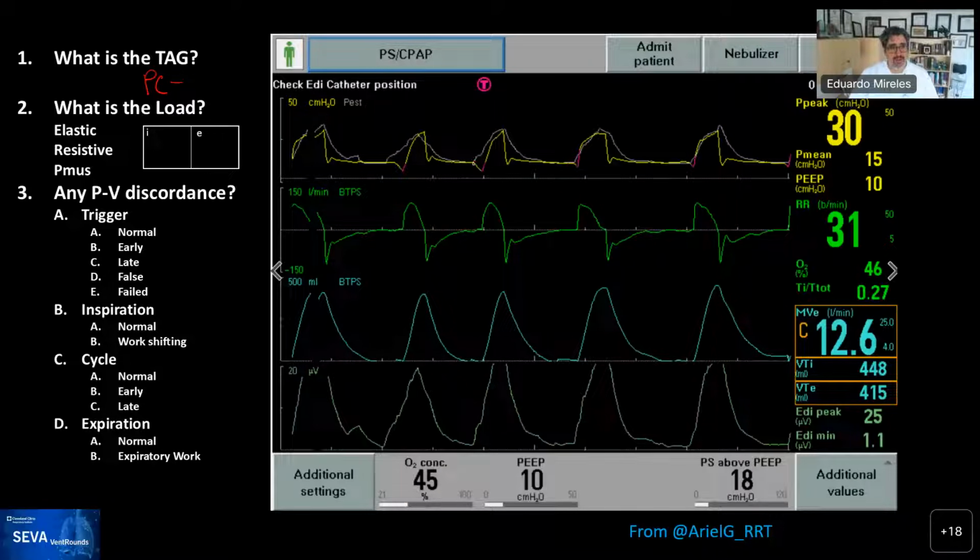And then we know it's cycled, and there are a couple of guides here to tell you that it's cycled by the patient. The first one is that the I time is very different between each one of those. For each one of them the I time is different, which tells you that it's not being controlled, and it's most likely controlled by a flow cycling termination criterion, so percent of the peak flow. So both are being triggered and cycled by the patient.